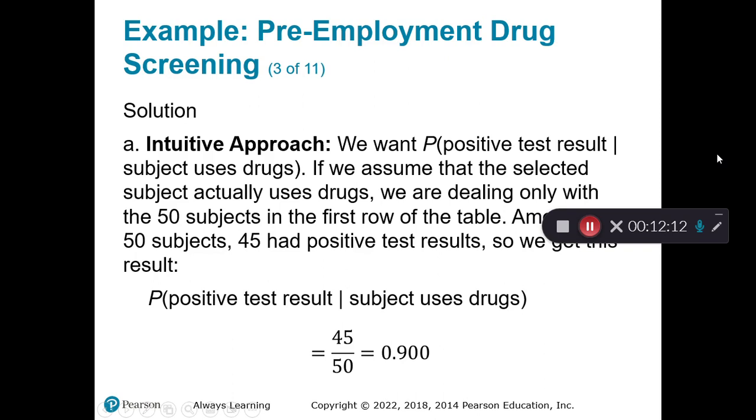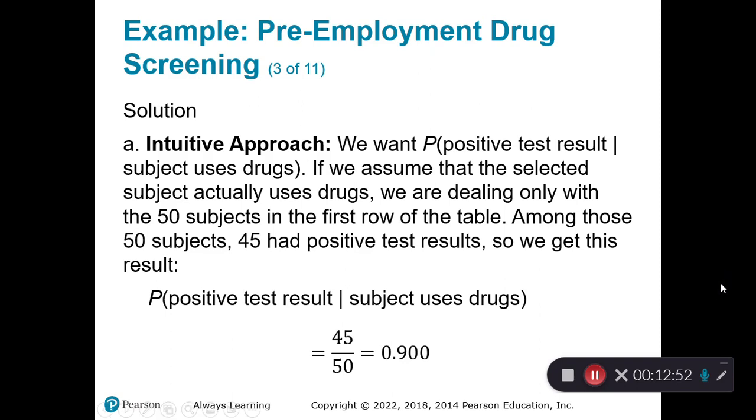So here we have a summary of what I said verbally in the previous slide. For the first question, we were asked, what is the probability of obtaining a positive test result given that we already know the subject uses drugs? In the denominator, we count the total number of subjects known to be drug users, and that total was 50. In the numerator, of those 50, how many have positive test results? 45. So 45 out of 50 gives us a 0.9 probability.